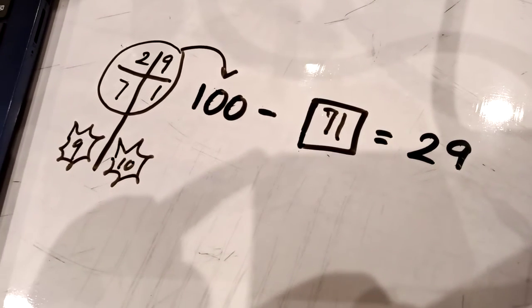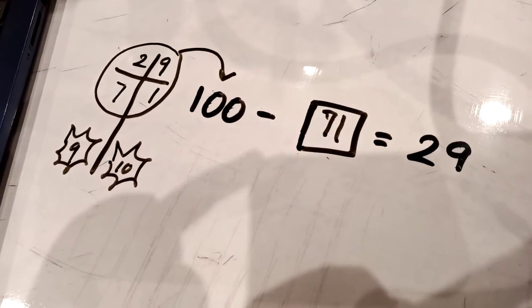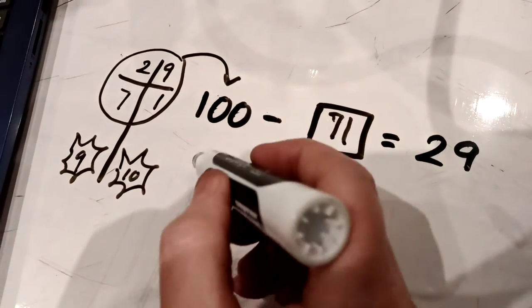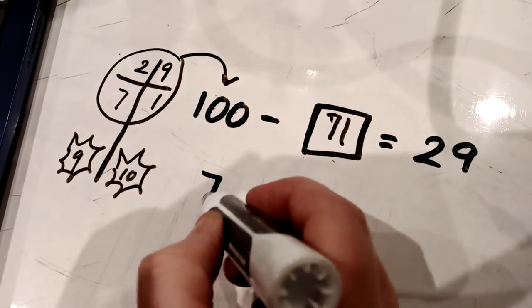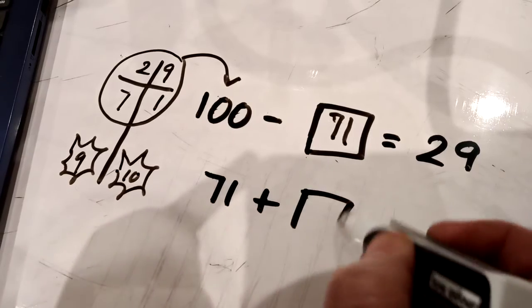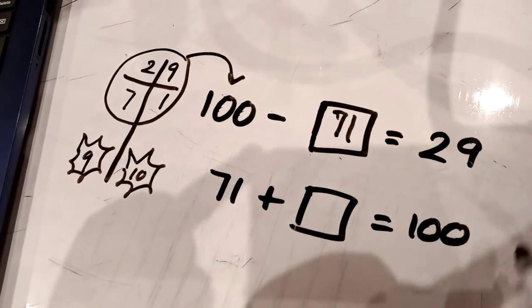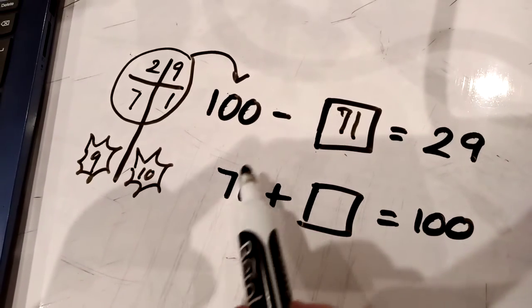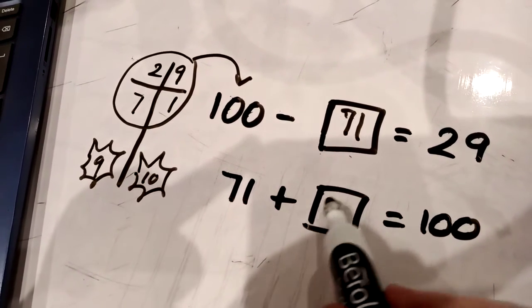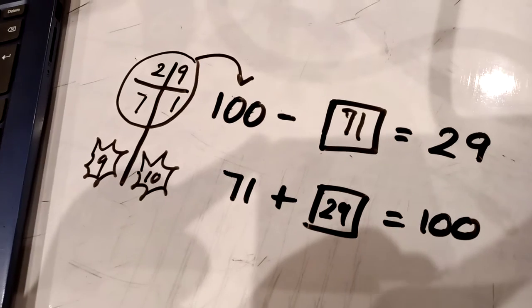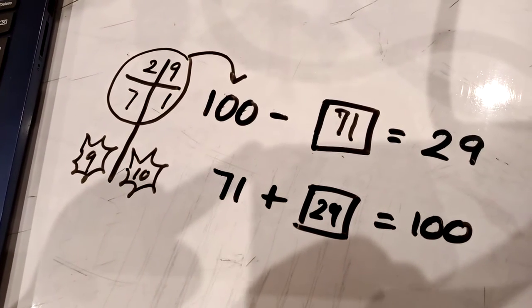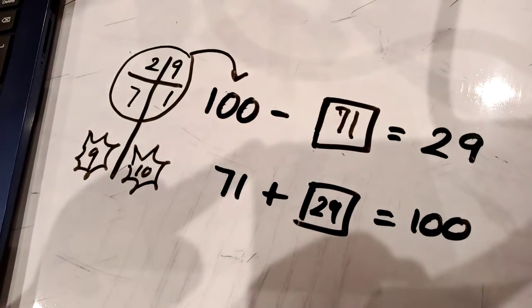Now sometimes they don't give it you like that. Sometimes they don't give you 100 take away. They give you 71 add something equals 100. But there you go, you got a sort of a smell of it. It's a friends to 100 again. So that would be the same style question, but just this time adding rather than taking away.